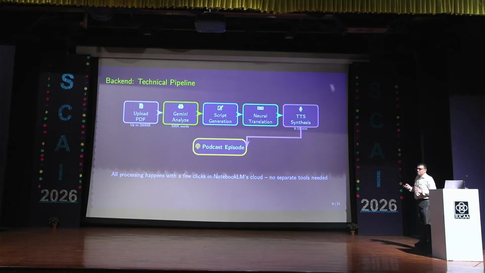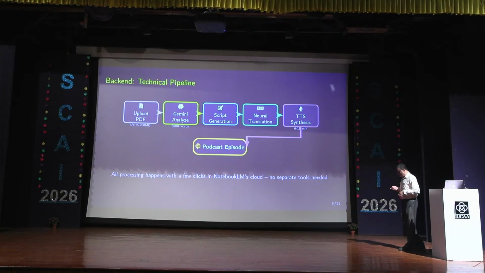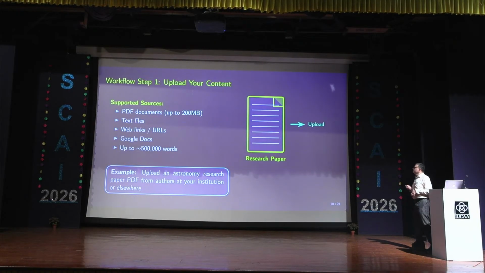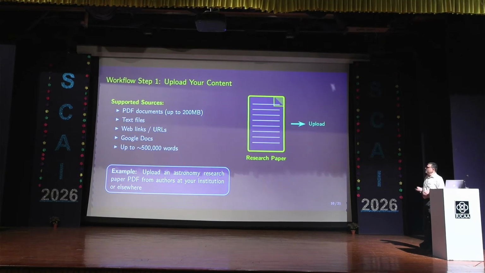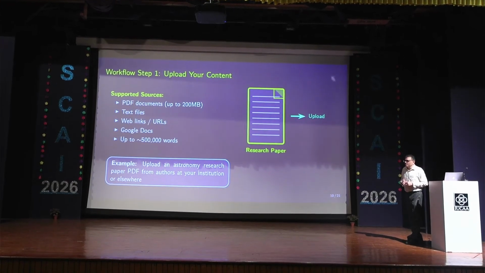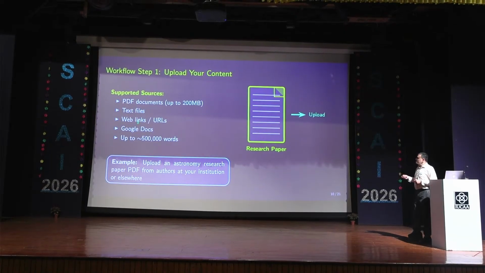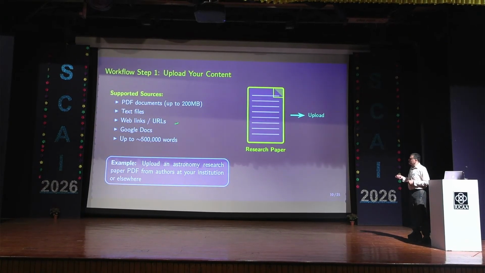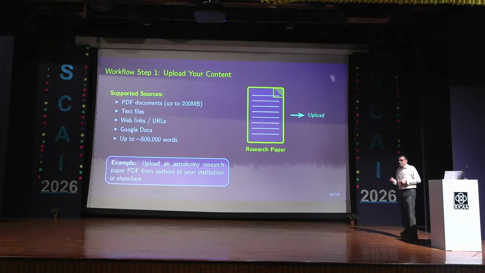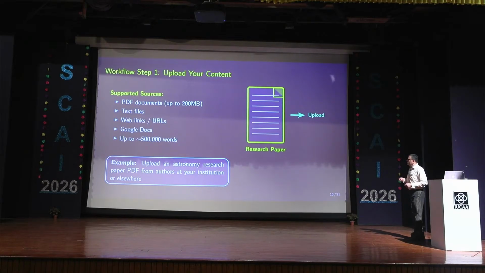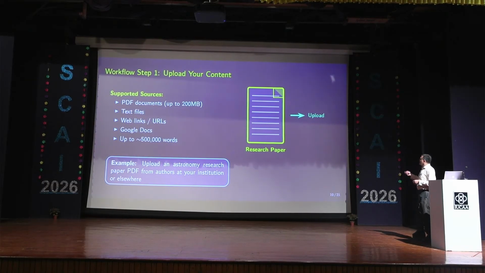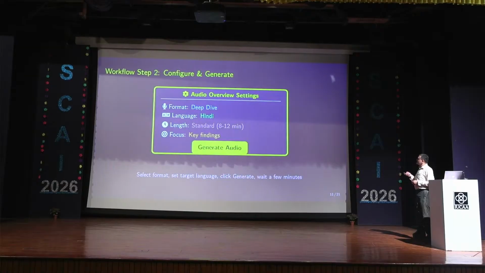Of course, you don't have to worry about any of these things because you just have to have a few clicks in the cloud. No separate tools are needed. As I already mentioned, it supports a very large variety of documents. Okay, text files with web links and URLs, which can include YouTube video links, and typically it can handle about 5 lakh words at one time. So you could simply upload an astronomy research paper PDF from authors at your institution or elsewhere and just tell it, okay, go make me a podcast.